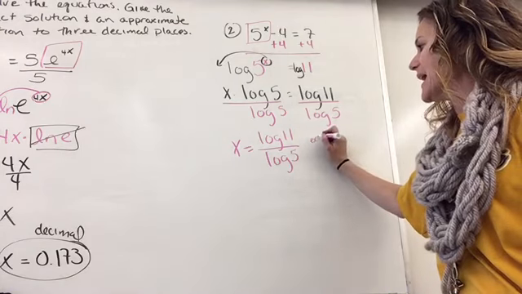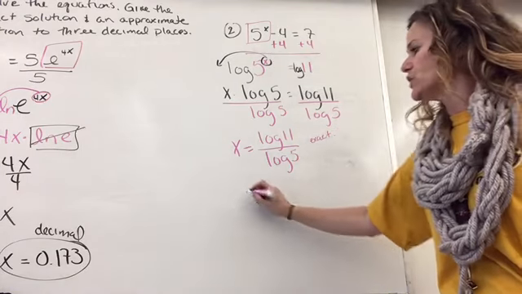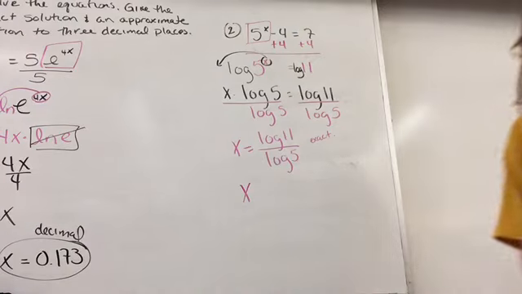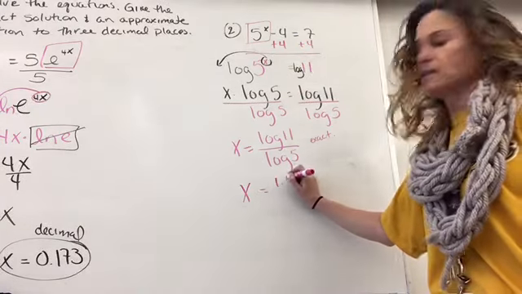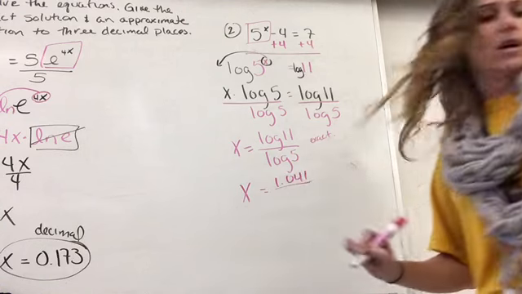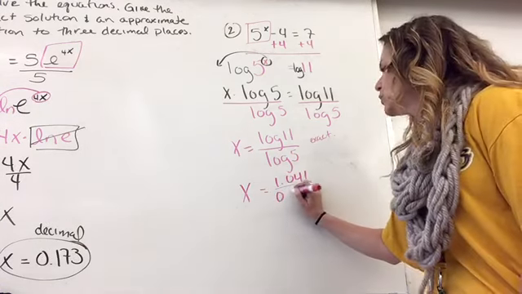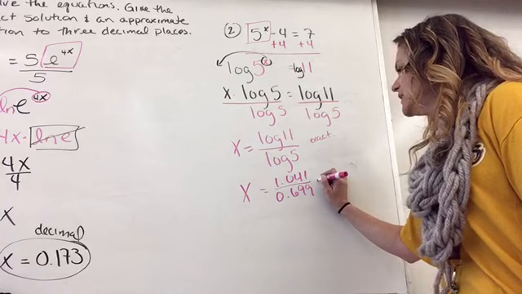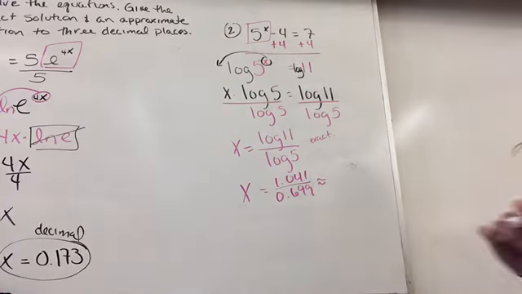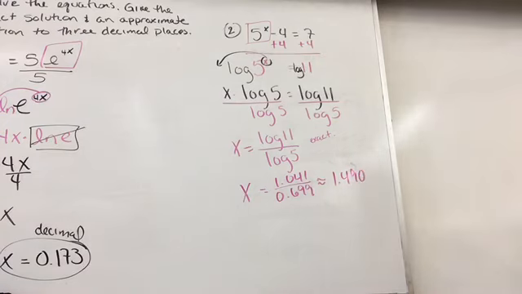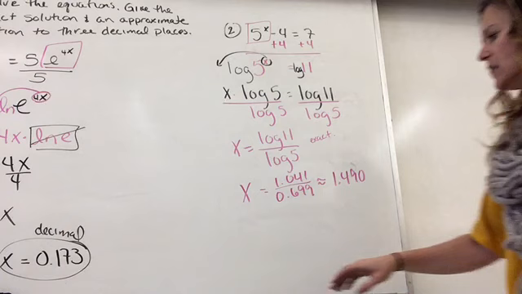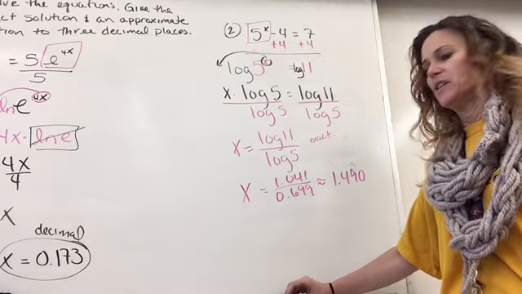Now, this is your exact answer. To find your decimal, you need to punch this into your calculator. For the log of 11, you get 1.041. The log of 5, you're going to get 0.699. And to 3 decimals, that's approximately 1.490. So we're going to be practicing these in class. You'll get the hang of them.